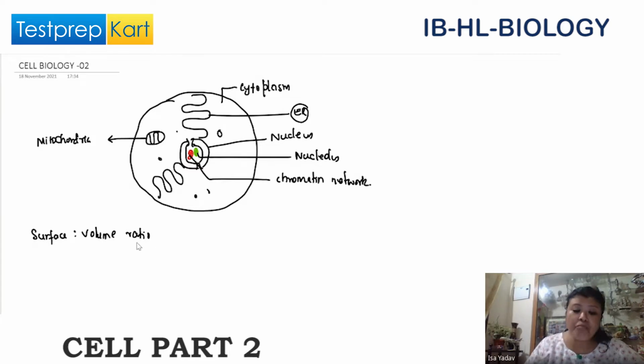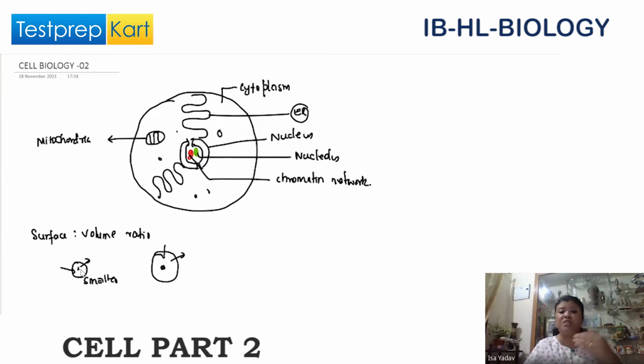The smaller the cell, the easier it is to exchange material in and out of the cell. If the cells are larger, the exchange becomes a little bit difficult, because we are dealing with a larger surface area. A smaller cell will have a smaller surface area. This will enable fast and efficient transport of substances in and out of the cell.